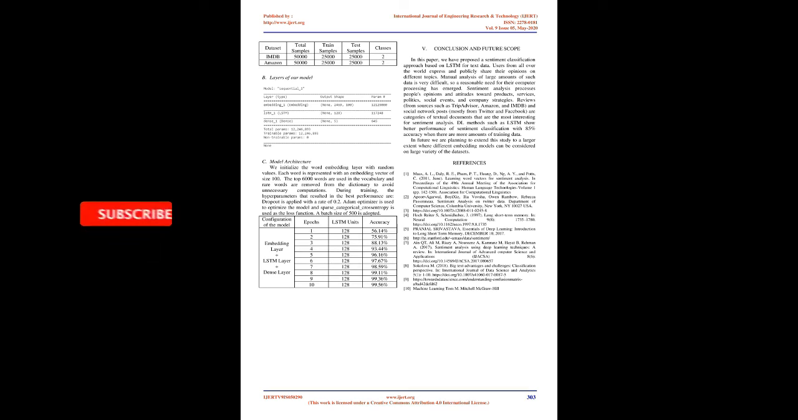B. Layers of our model. C. Model architecture. We initialize the word embedding layer with random values. Each word is represented with an embedding vector of size 100. The top 6,000 words are used in the vocabulary and rare words are removed from the dictionary to avoid unnecessary computations. During training, the hyperparameters that resulted in the best performance are: dropout is applied with a rate of 0.2. Adam optimizer is used to optimize the model, and sparse_categorical_crossentropy is used as the loss function. A batch size of 500 is adopted.